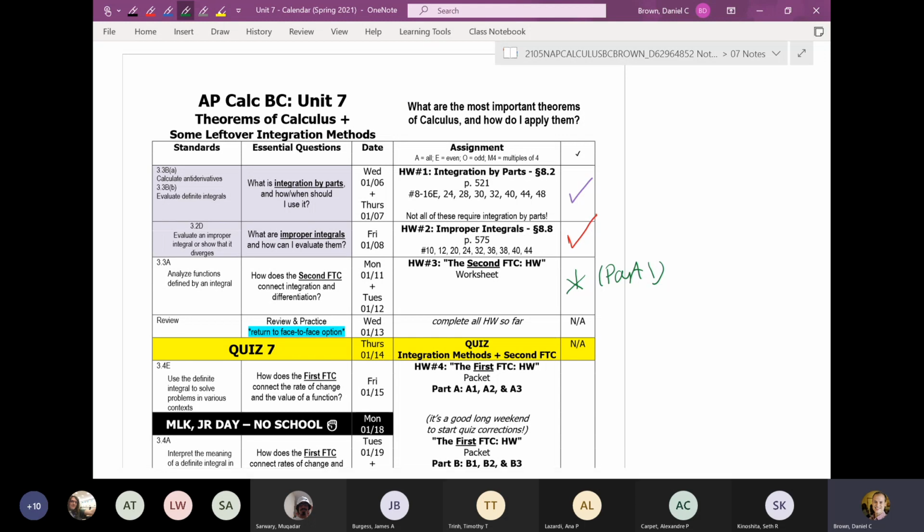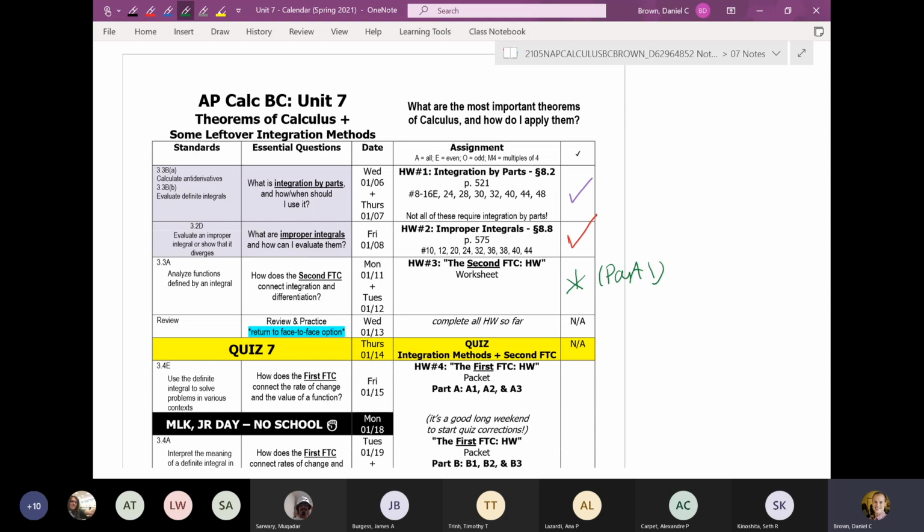Again, most of you are smart enough to figure it out. No, not most. All of you are probably smart enough to figure it out, but I don't want you to pile on too much at once. That's where we're at right now. We're going to finish the FTC notes tomorrow.